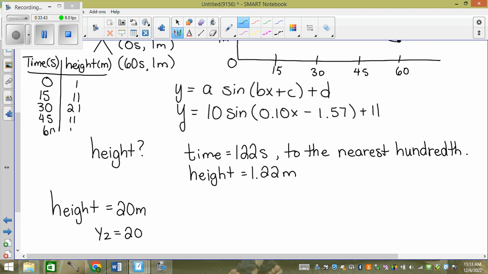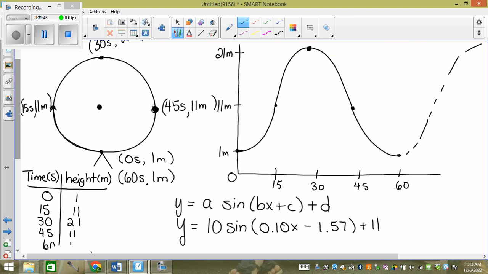So you would have this 20 meters rolling along here, right? They would be asking for this one. They can ask for it in a certain way that they only get one answer, or they can ask for it in a certain way that they get two. They could say, in the first revolution, at what times is the rider at a height of 20 meters, right?